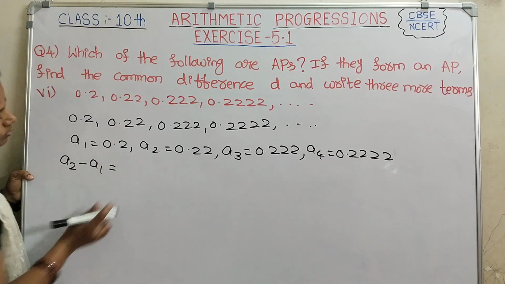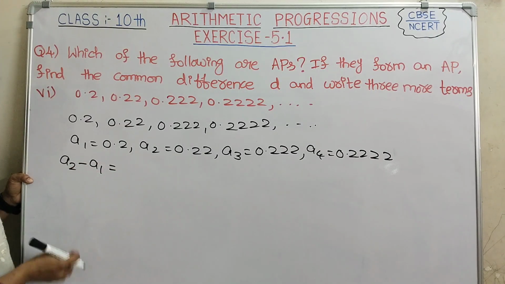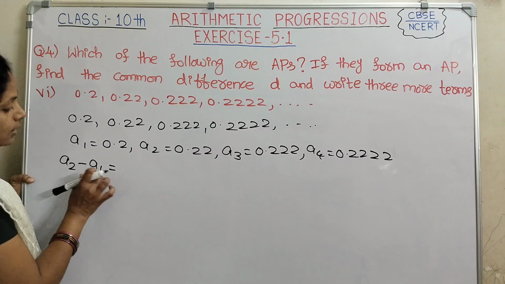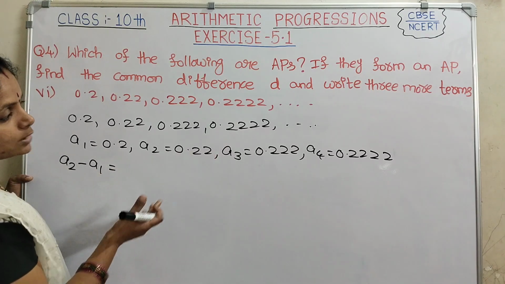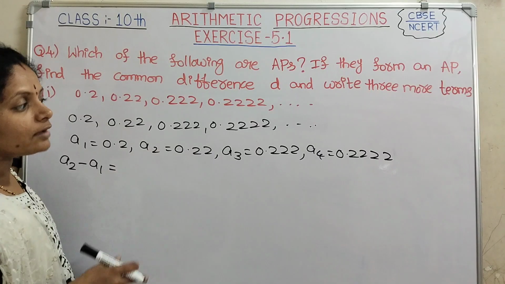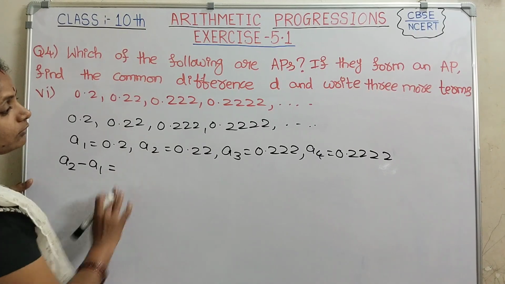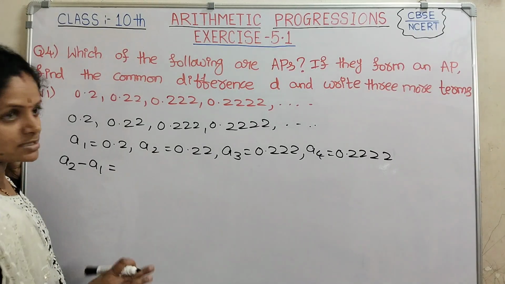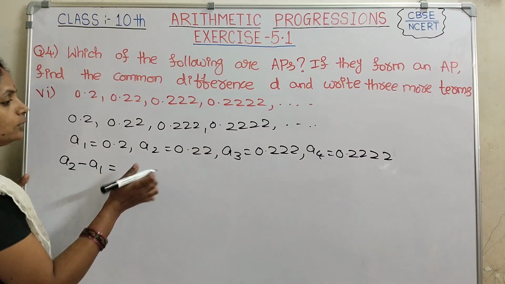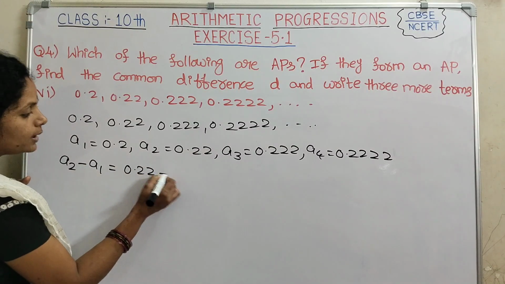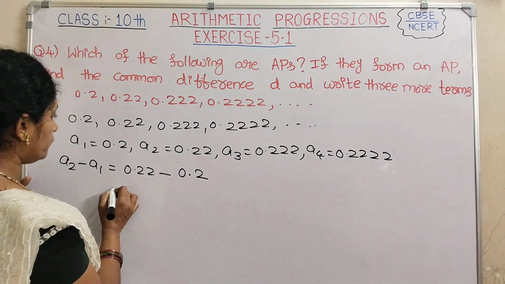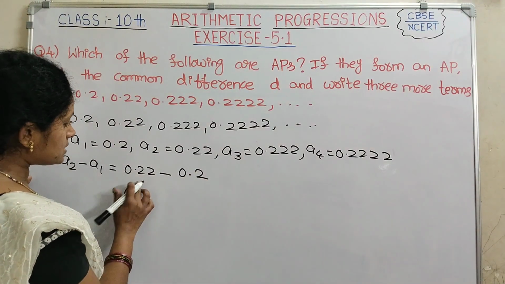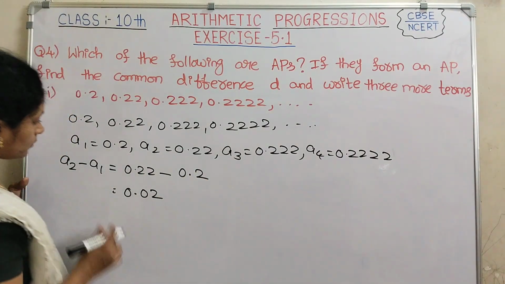We have to find A2 minus A1, because we have to check whether it is in AP or not. After doing A2 minus A1, A3 minus A2 and A4 minus A3, if they are the same, then we can declare it is in the AP, otherwise it is not in the AP. A2 is 0.22 minus A1 is 0.2. The subtraction of this is 0.02.